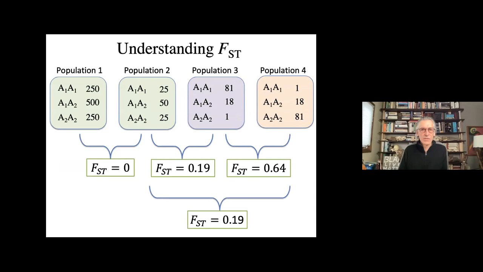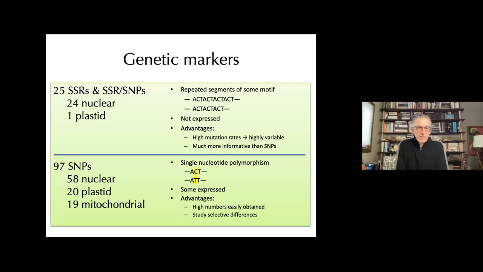So we have developed, well, Chris Cozzella has developed several genetic markers, and these include both simple sequence repeats or microsatellites and SNPs. And so currently we have working about 25 simple sequence repeats. 24 of these are nuclear, and we have a plastid one as well. And these microsatellites are repeated segments of some motif. So it's the number of segments that essentially is the allele.